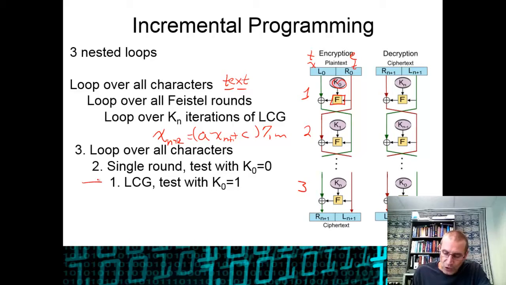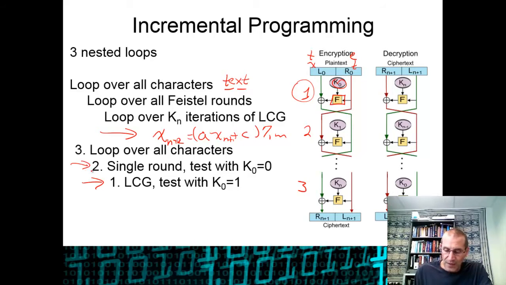I would recommend first write your LCG, so that's the innermost loop, and if you test it with k equals 1, it's pretty simple because you can just go and analytically stick it into that equation there and make sure that your LCG is working correctly. Then go ahead and integrate a single Feistel round, so then put a loop on the outside of it.